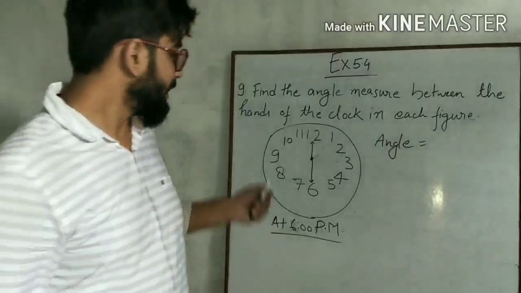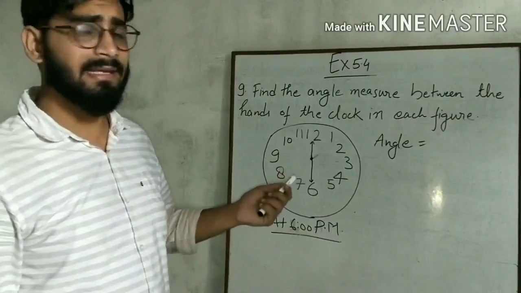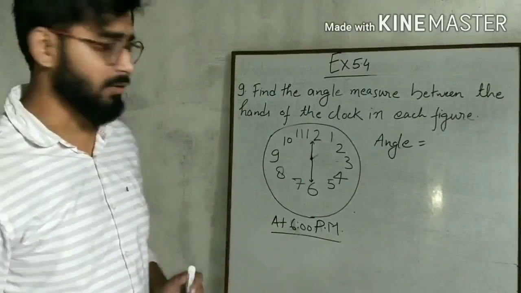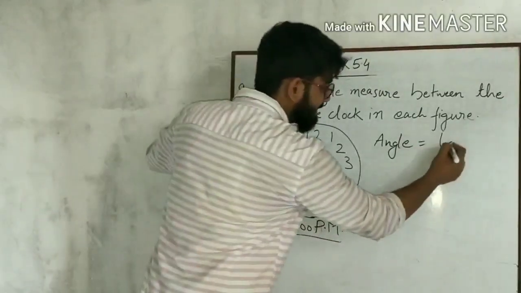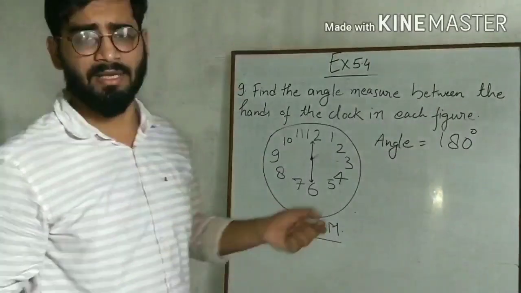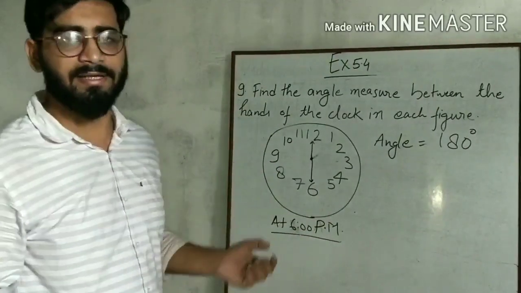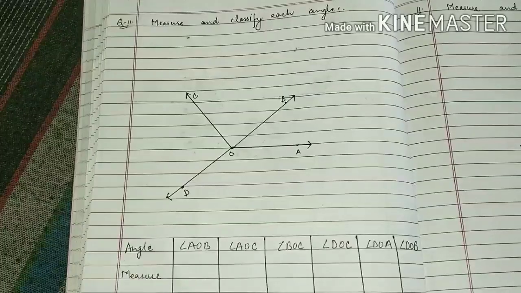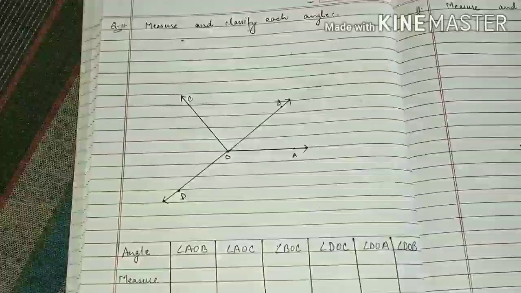Okay. Now look at the third figure. At 6 PM, we have to tell the angle between the hands of the clock. Okay. So at 6 PM, it is clearly seen that the angle here is 180 degree. Okay. If you want, you can also measure it with protractor. Then also the angle will be 180 degree. Okay. Now we are going to do the 11th question. What is the 11th question? Measure and classify each angle.